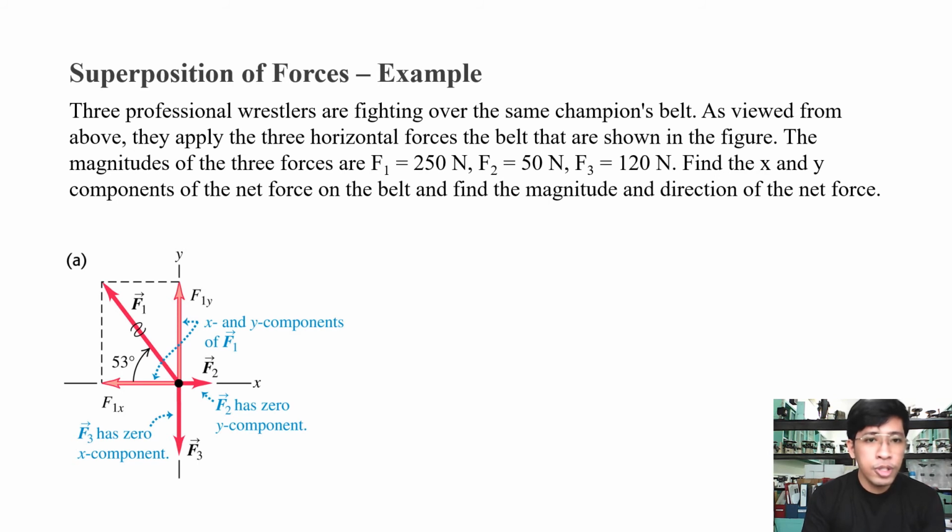F2 is pointed towards the east, and it has a magnitude of 50 Newtons. And lastly, your F3 is pointed to the south, which has a magnitude of 120 Newtons. So our target here is to find the X and Y components of the net force on the belt and find the magnitude and direction of the net force.